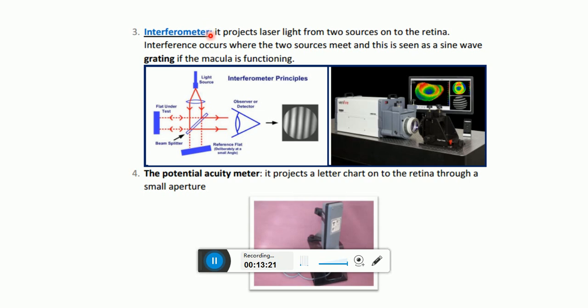Interferometer projects laser light from two sources on the retina. The interference occurs when the two sources meet, and this is seen as a sine wave grating if the macula is functional. The potential acuity meter projects a letter chart on the retina through a small aperture.